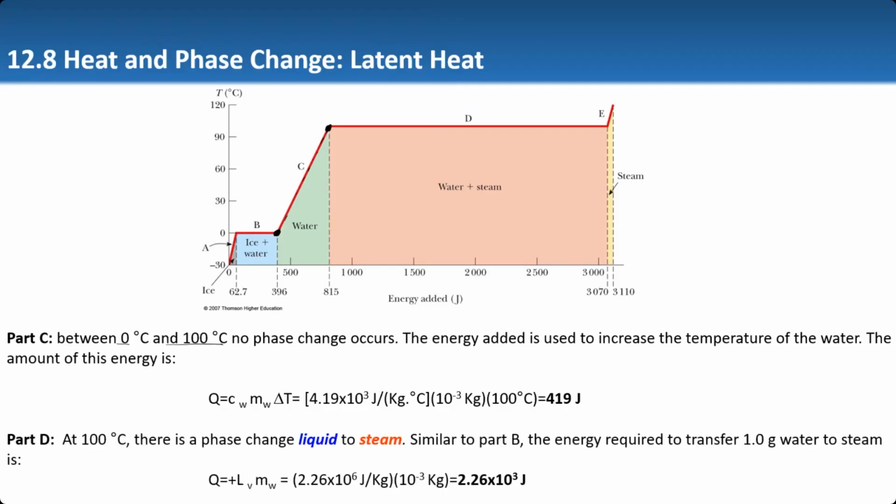Now, once we reach 100 degrees Celsius, there is a phase change. The water boils. This is section D, where you notice it's a horizontal line, no temperature change here. We have a phase change.